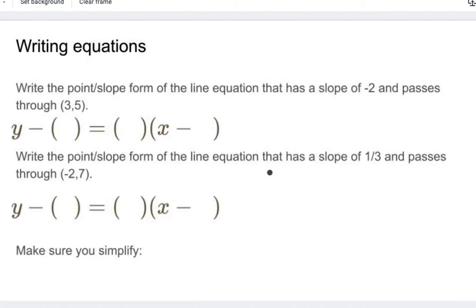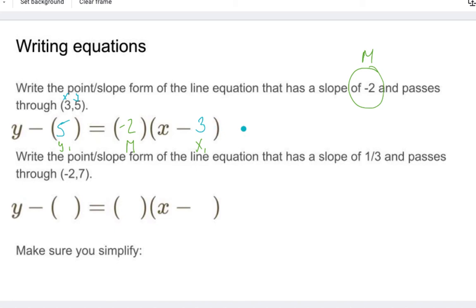So let's go ahead and write some equations. Remember, this is m, that's x1, that's y1. Write the point-slope form of a line equation that has a slope of negative 2. So this is m, we're just going to put negative 2 in there. And passes through 3, 5. So 3 is our x, 5 is our y. So x minus 3, y minus 5. So y minus 5 equals negative 2, parentheses, x minus 3. This is it. We're done.